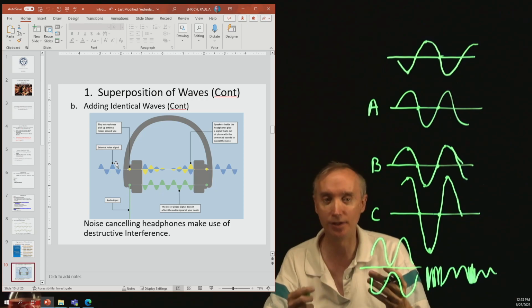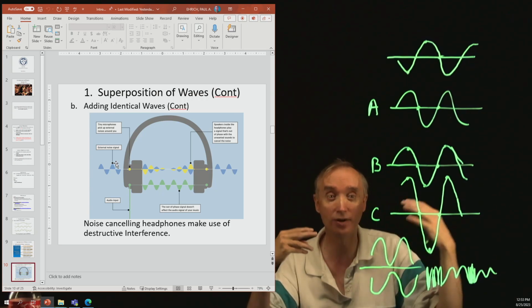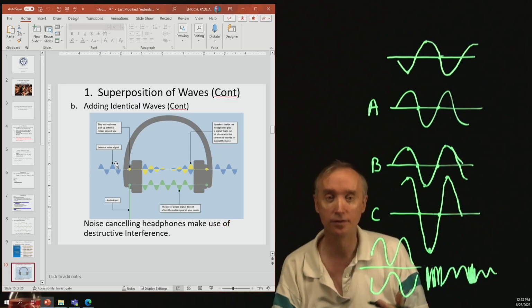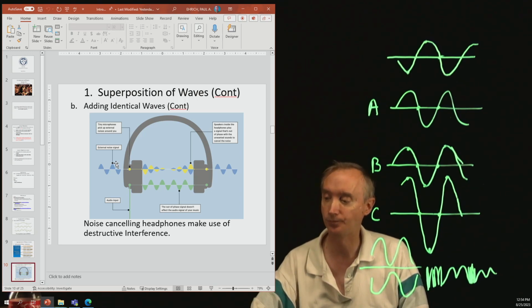And so that eliminates the noise, and then you can listen to the music, and you don't have to listen to all the stuff that's going on out here. So the idea of constructive and destructive interference is very important.